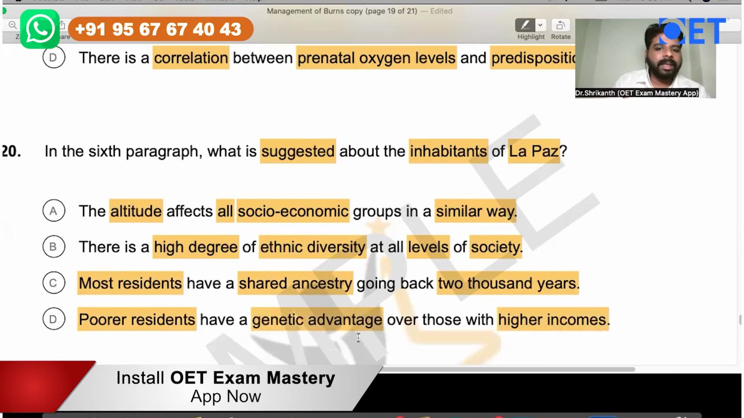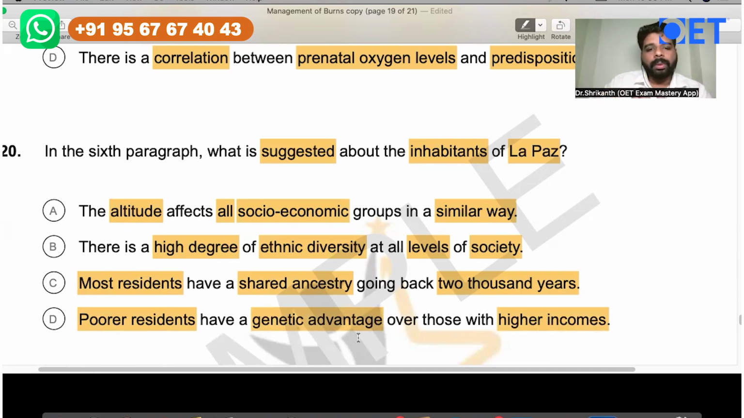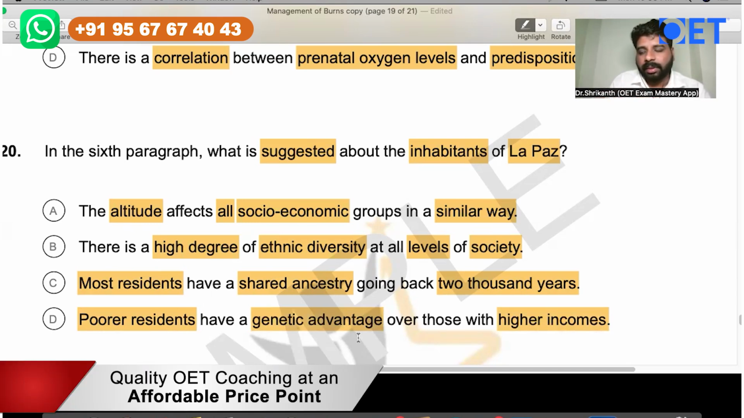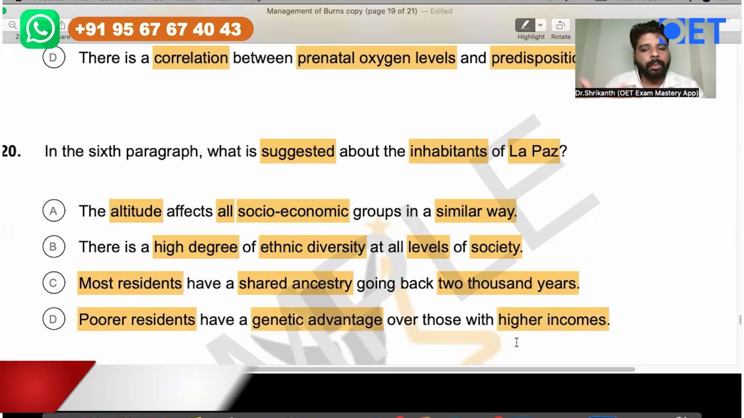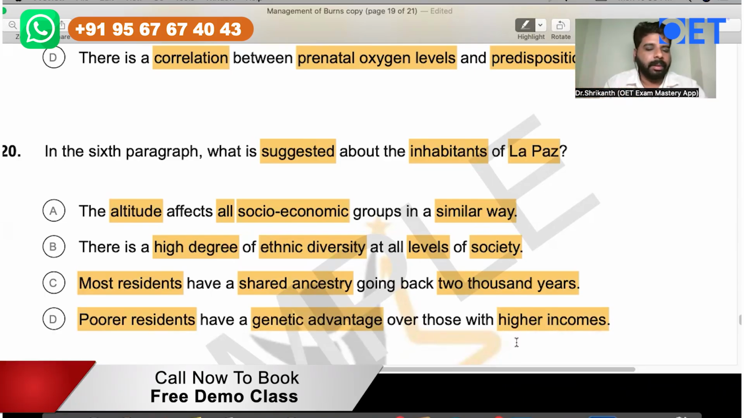So the genetic build-up. Poor people have more genetic resistance. That is, their genetics is adapted better to live in high altitude than people who are rich. So poor people, their genes are better than the rich people. That is the suggestion given over here.